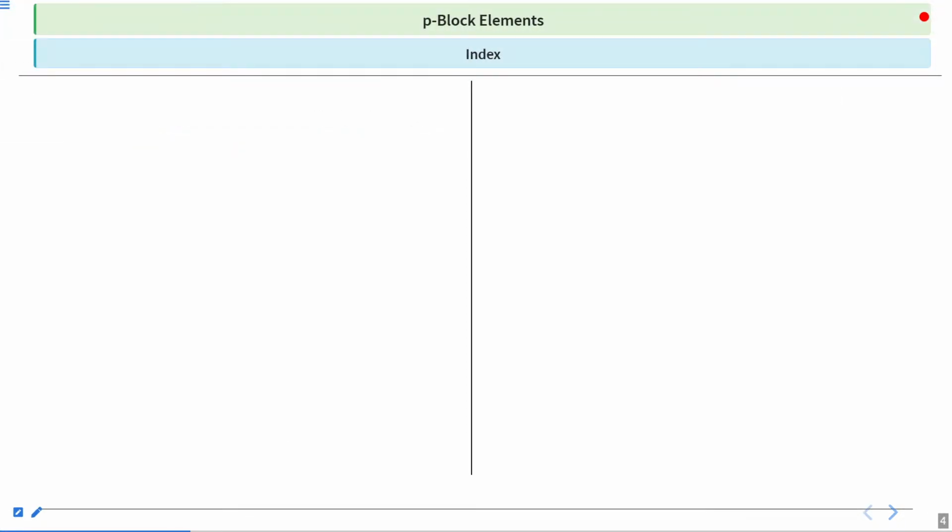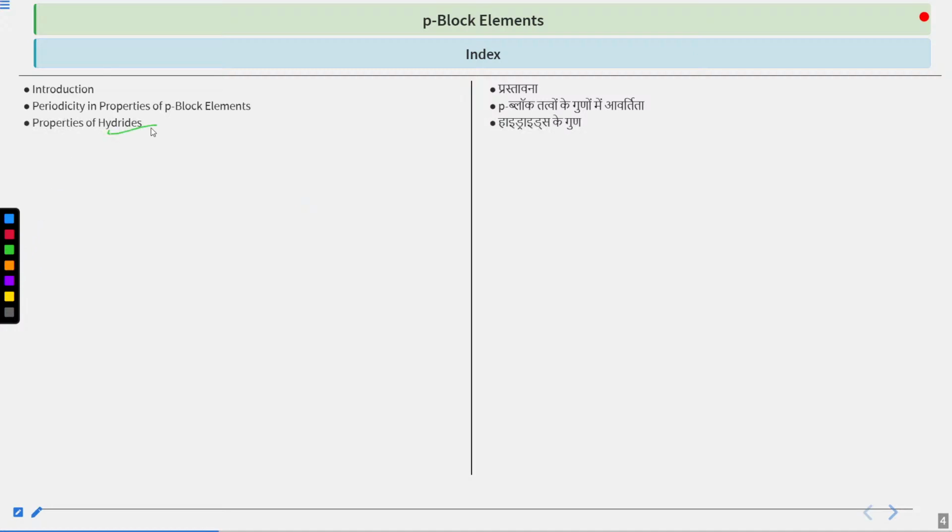So what are the topics that we are going to cover today? First of all, we are going to see the introduction part. We will see some basic introduction: what is a P block element, and why are they called so? Then next, periodicity and properties of P block. We will relate the properties of P block with the long form or the modern form of the periodic table.